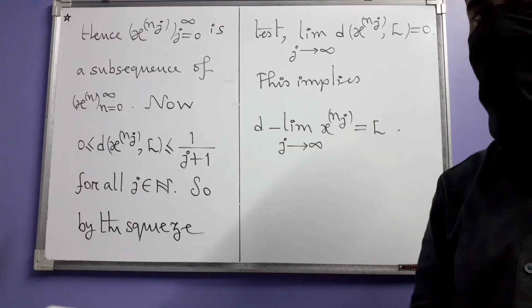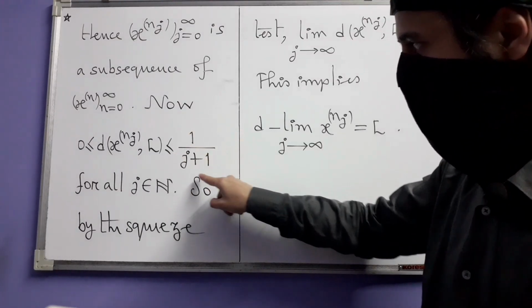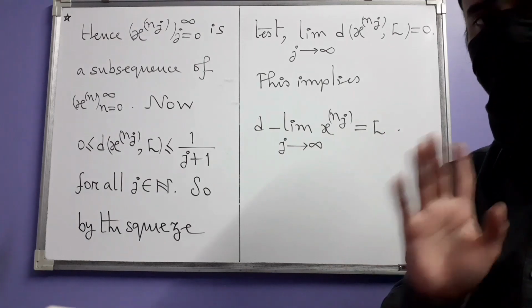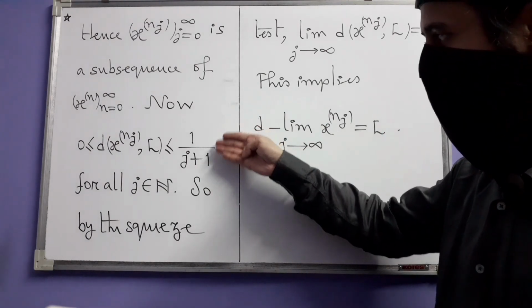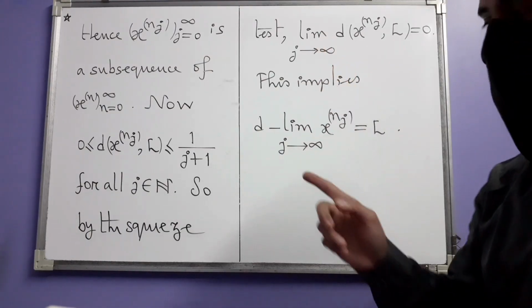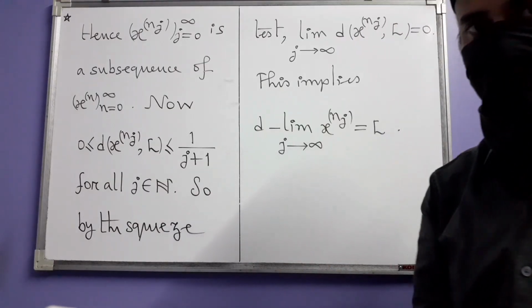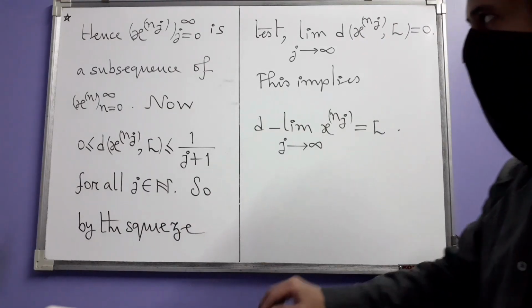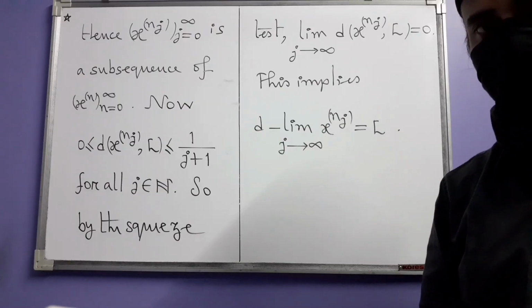Because j varies from 0, so if you look carefully, this is nothing but the sequence 1 divided by n, where n is a positive integer. So it's your familiar sequence 1 over n, which you know from the very beginning that it converges to 0. The constant sequence also converges to 0. So by the squeeze test, this sequence of real numbers also converges to 0.